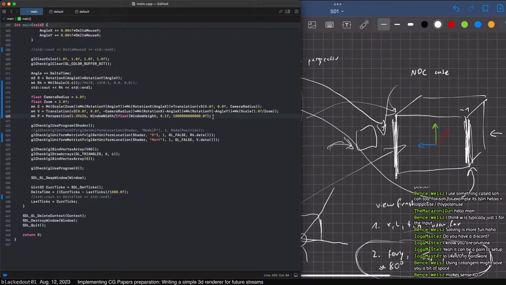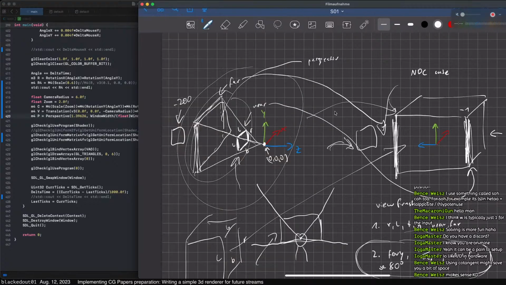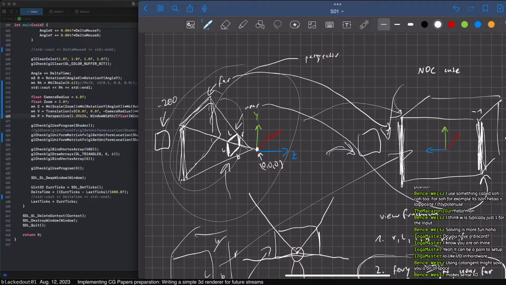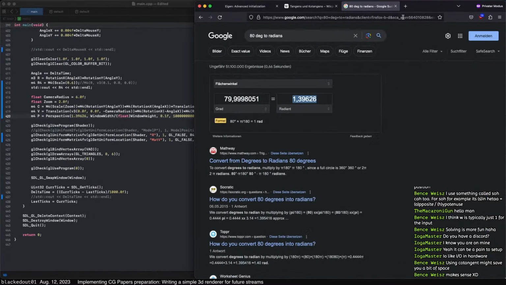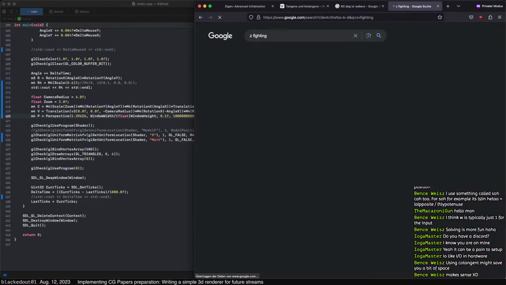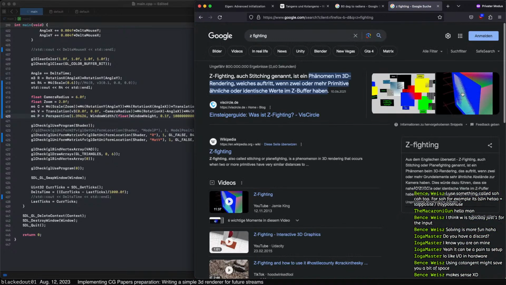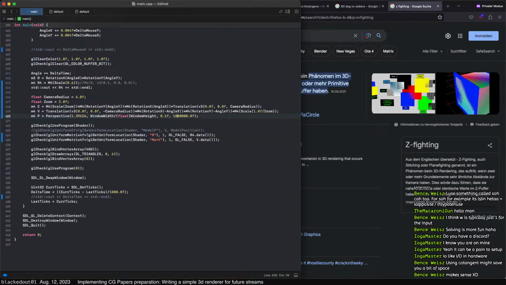But the problem then is the space in between. Floating point only has a specific precision, so the space here is limited. And if you choose the range too high, then you get Z fighting, where basically objects that are really close together fight for the Z value, which is really bad. So you have to pick reasonable numbers here.